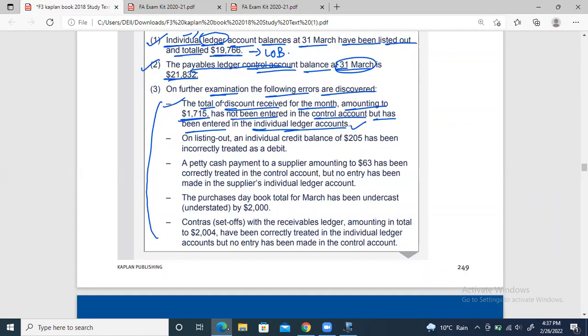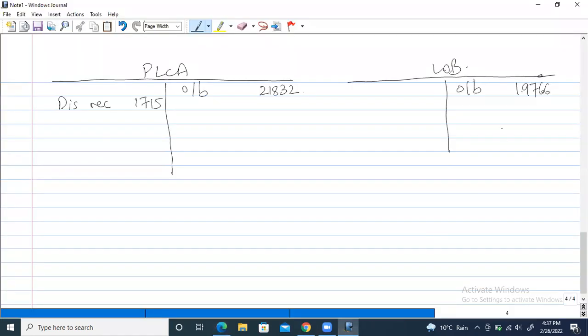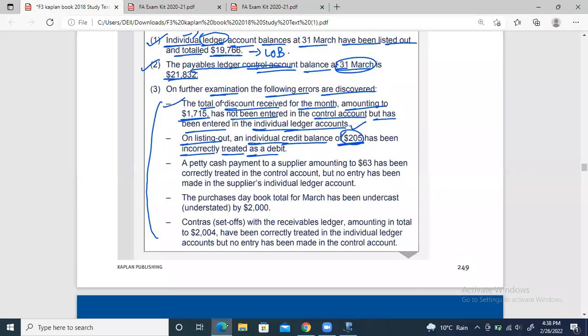Now the second one. On listing out, an individual credit balance of 205 has been incorrectly treated as a debit. This is an error in the individual accounts, because it was a credit balance of 205 incorrectly treated as a debit. It will have been written in the list of balances on the debit side, but for correcting it, we'll make the entry 2 times, not 1 time. If we do 205 one time, it will make the effect 0. So in actual effect, we have to write 410, which is 2 times 205. So the second is also corrected in the list of balances.